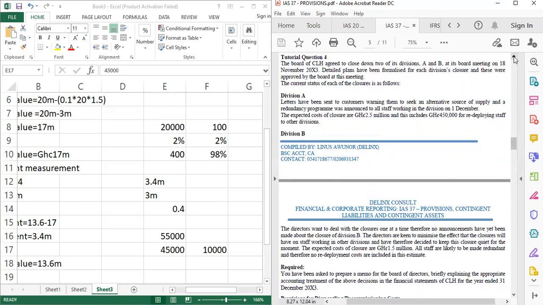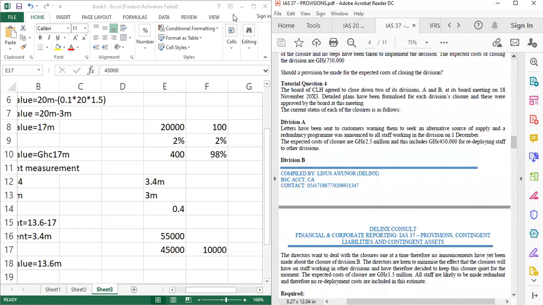Which of these divisions should we make provision for? Division A. Why should we make provision? And how much will be the provision? 2.5 million minus 450,000. That would be the provision amount, because of the redeploying cost. This staff will still be working. Since they are still working, we are not going to pay any amount for them. So we take that out.